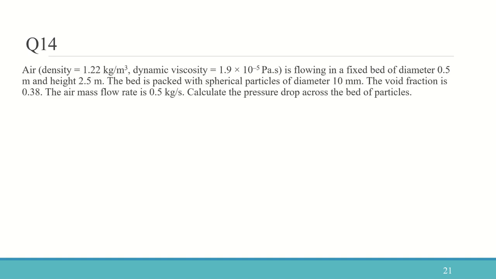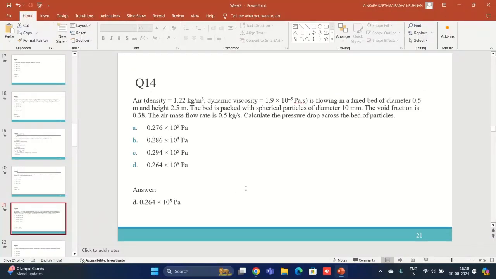So after that, question 14. Again, it is a problematic question. It is asked that air of density 1.22 kg per meter cube and dynamic viscosity 1.9 into 10 power minus 5 kg per meter second is flowing in a fixed bed of diameter 0.5 meter and height 2.5 meter. The bed is packed with spherical particles of diameter 10 mm. Void fraction is 0.38 and air mass flow rate is 0.5 kg per second. Calculate the pressure drop across the bed of particles. So we'll see how to do this.